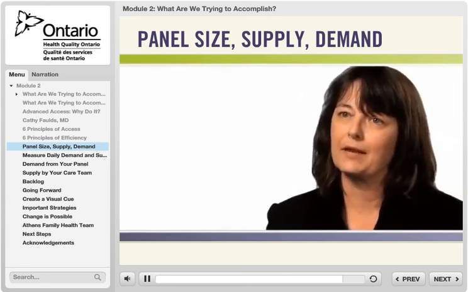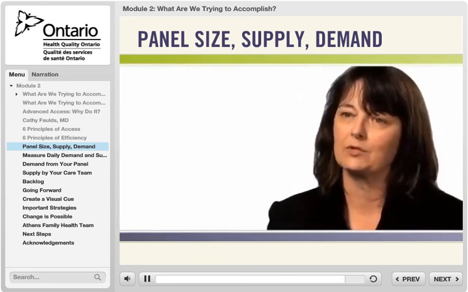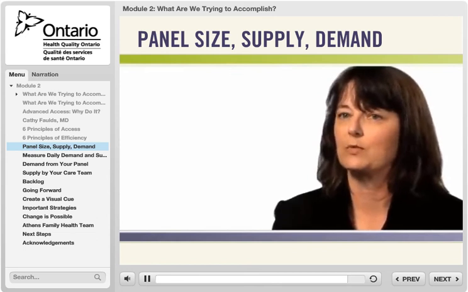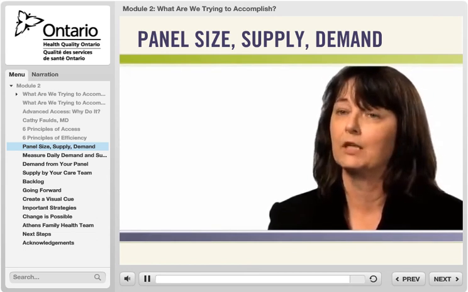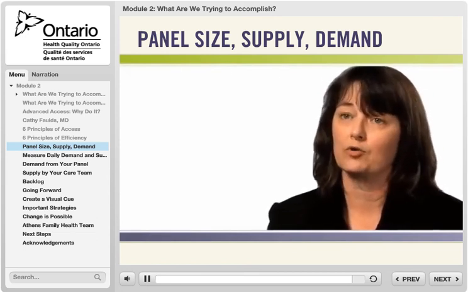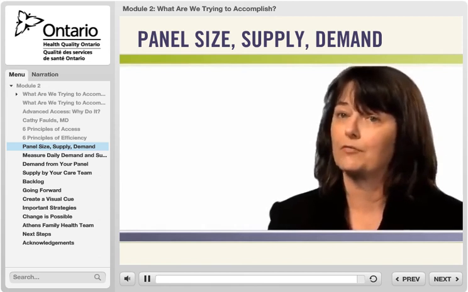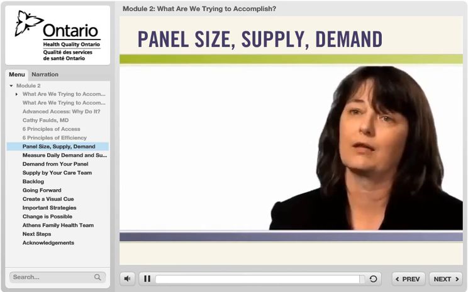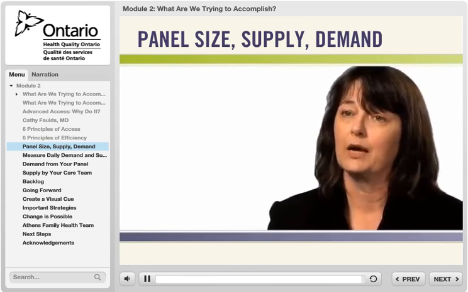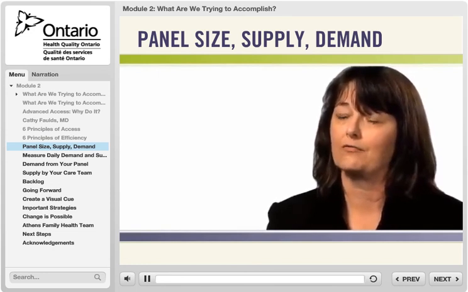So you need to do these standard measurements. You need to take the time to do them. Nobody's going to give you these measurements. You have to sit with your office staff, look at your computer, your EMR, your chart rack, and come up with a panel size, figure out your demand, and figure out your supply. And only then can you begin to look at efficiency in your office.